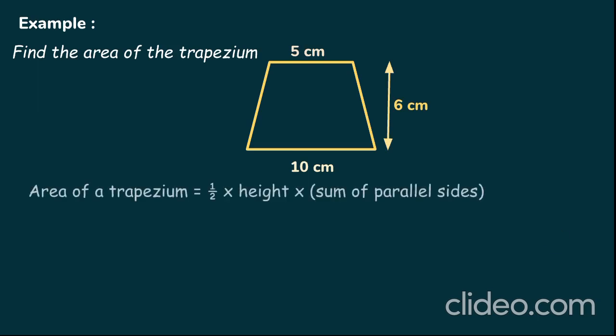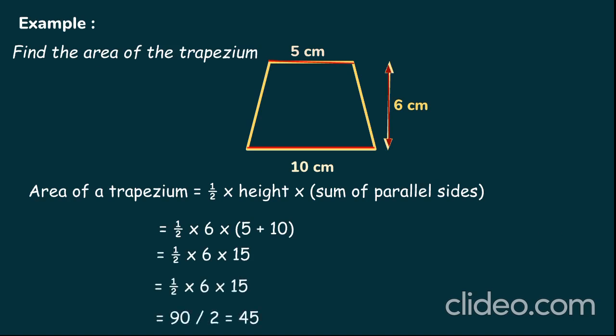So we know that area of the trapezium is equal to half into height into sum of parallel sides. So here 10 centimeters and 5 centimeters are the parallel sides and 6 centimeters is the height. So substituting those values in the given formula, we'll get half into 6 into 5 plus 10. So half into 6 into 15, which is equal to 90 by 2, 45. So therefore area of the given trapezium is equal to 45 square units.